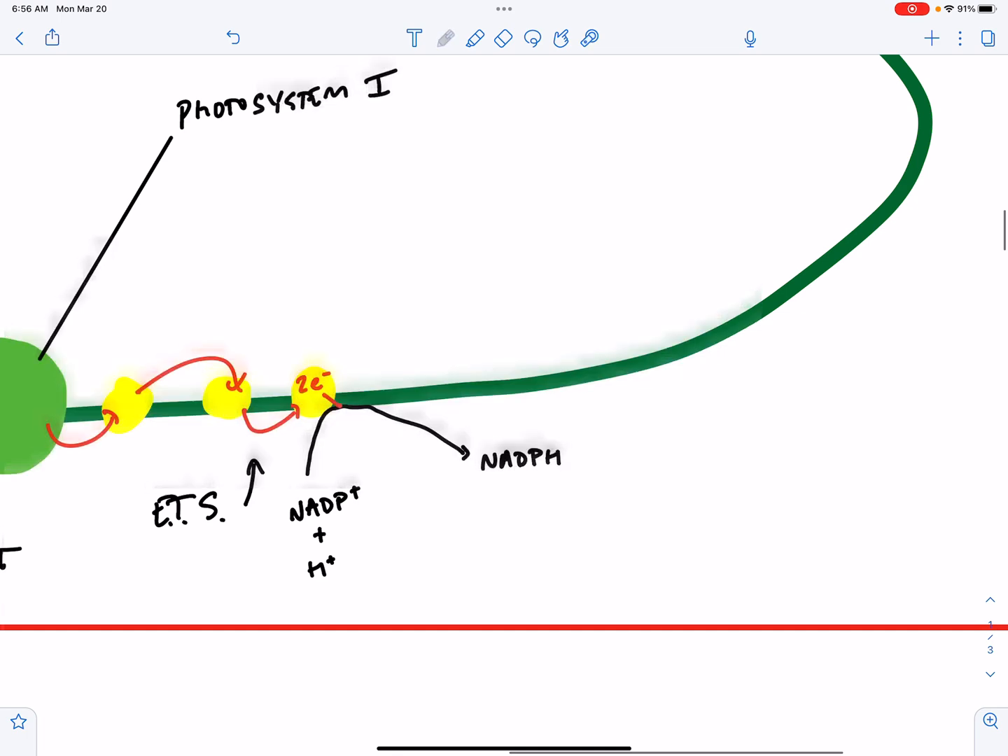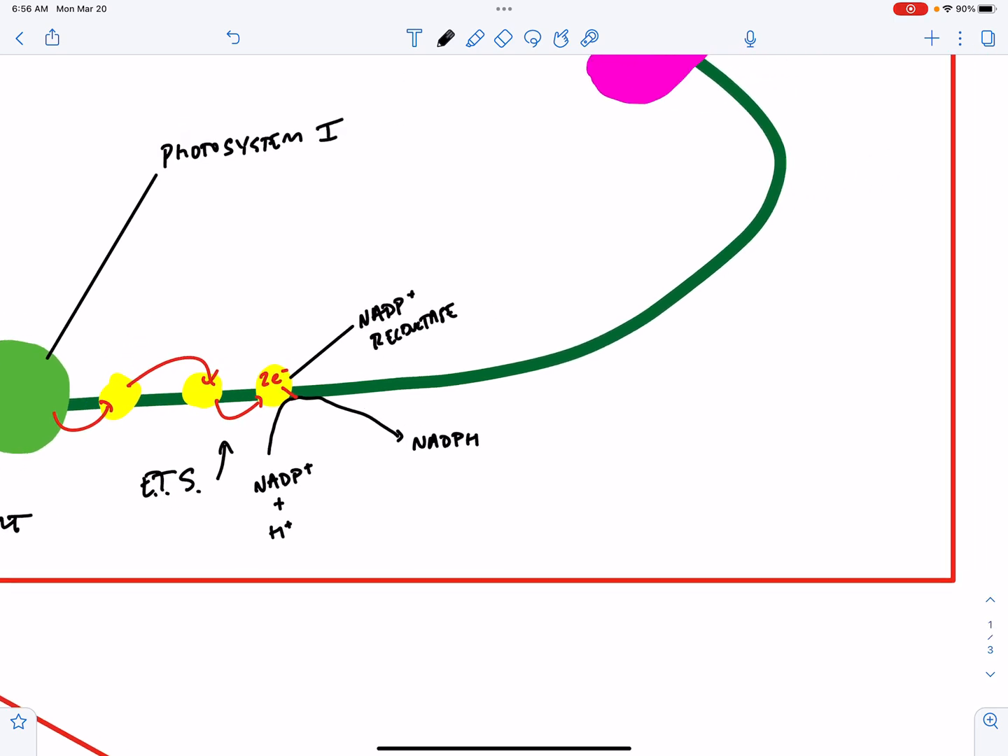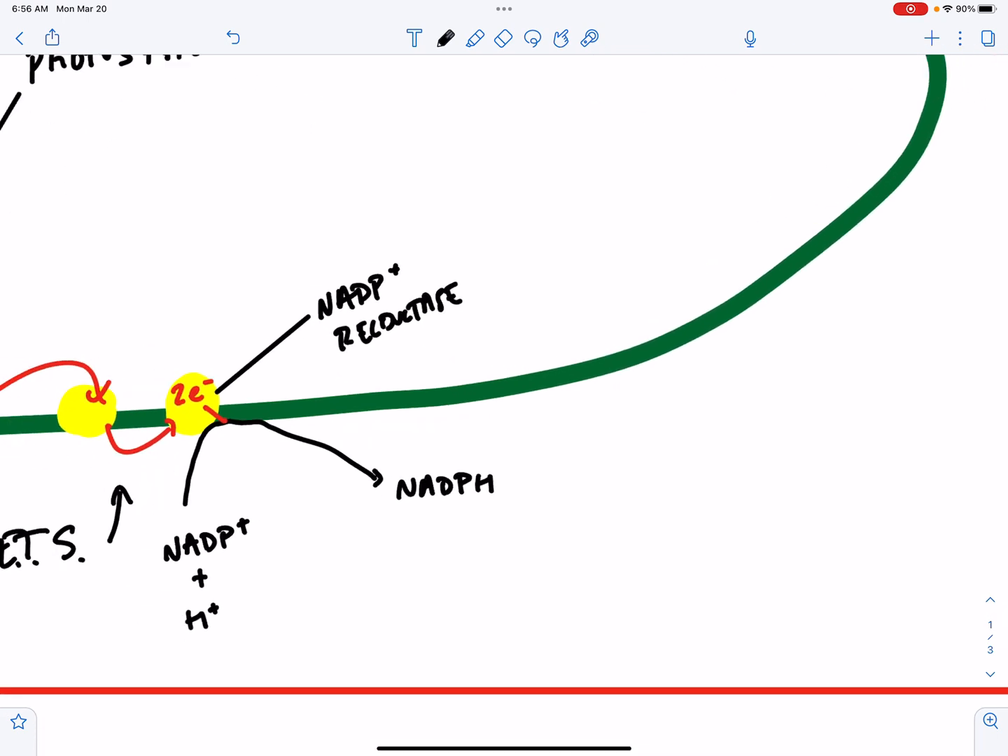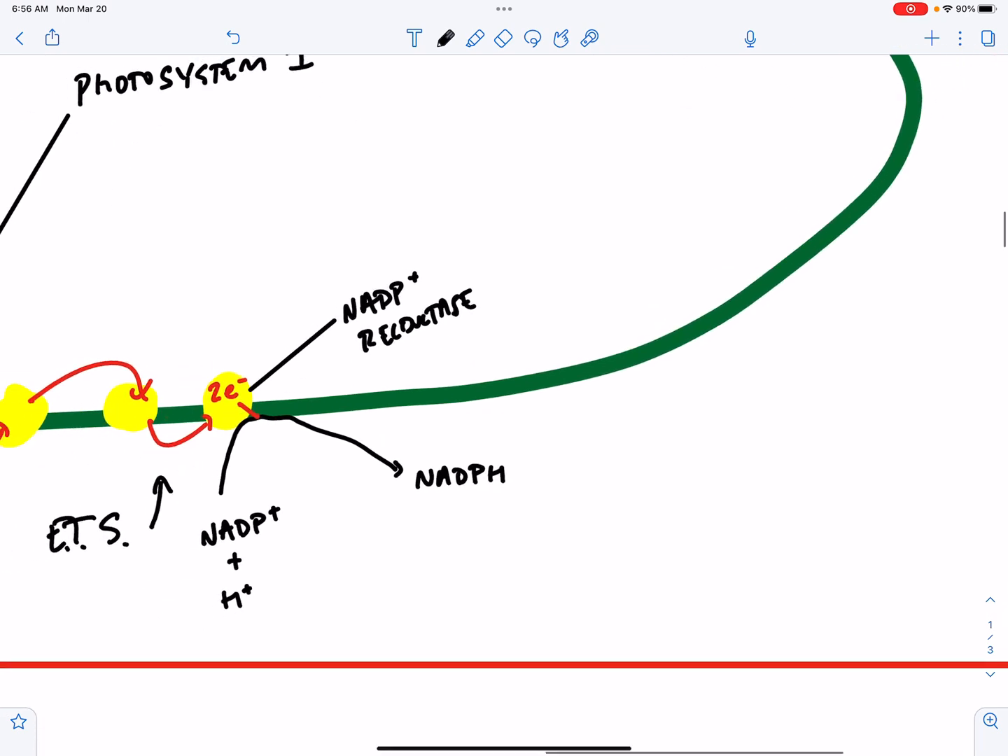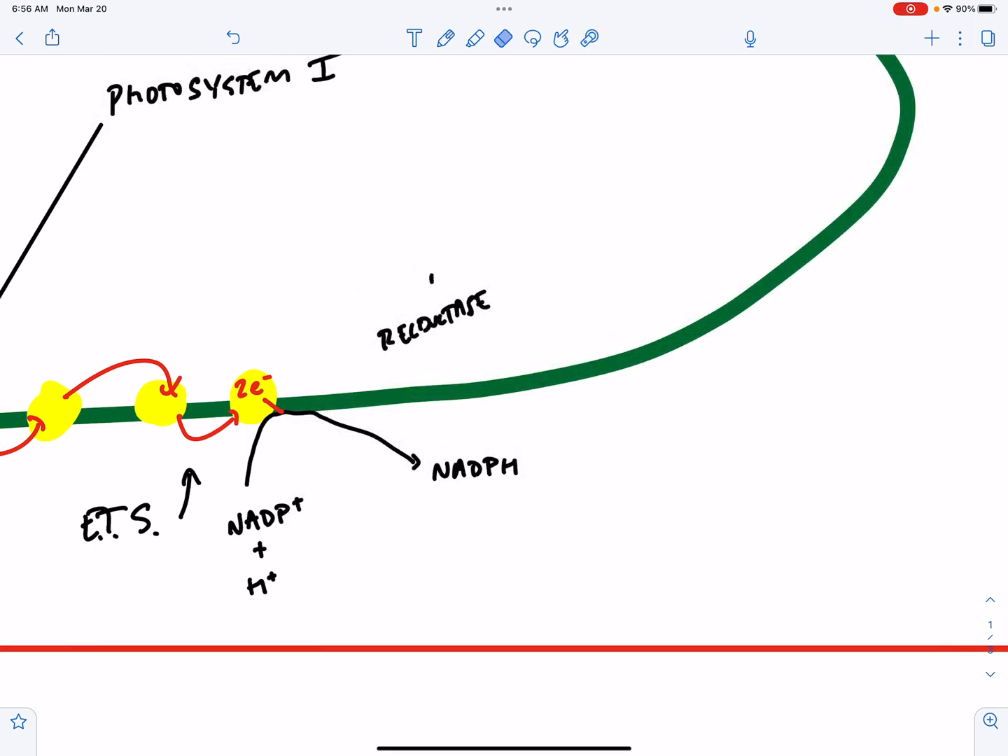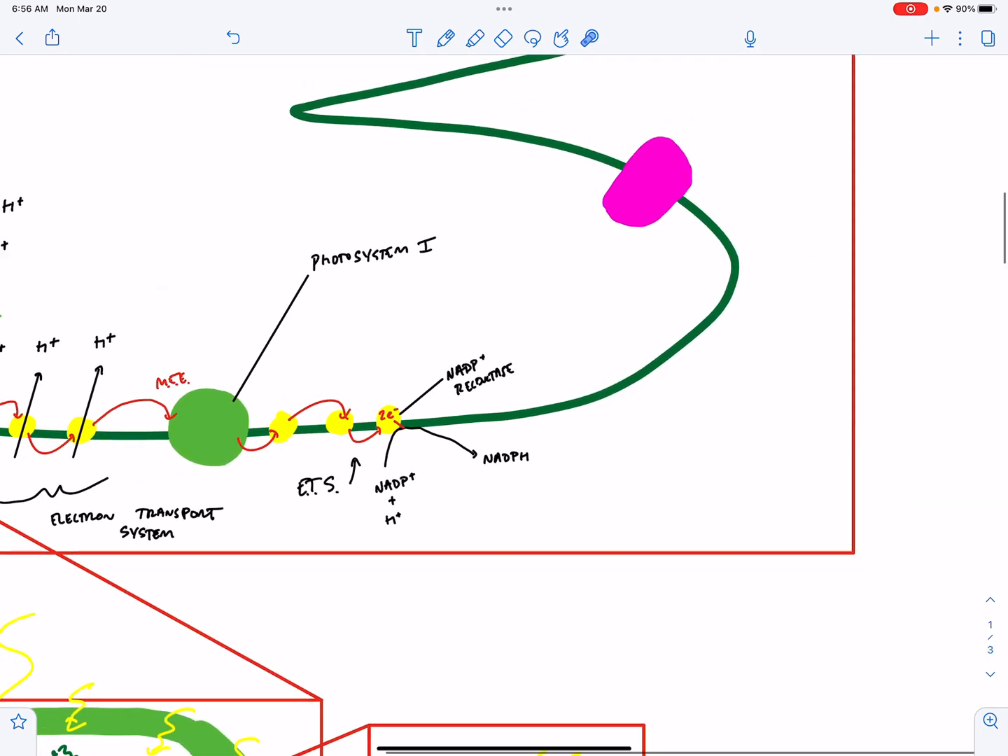Not that this is super important, but the last part, this enzyme is called NADP+ reductase. I had written down reductape, but I think it's reductase. Yes, it would not be duct tape, it would be reductase. So it's actually reducing NADP+. We'll talk about what oxidizing and reducing means more later.